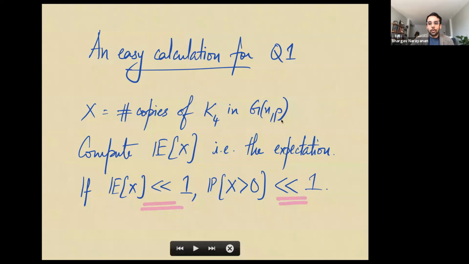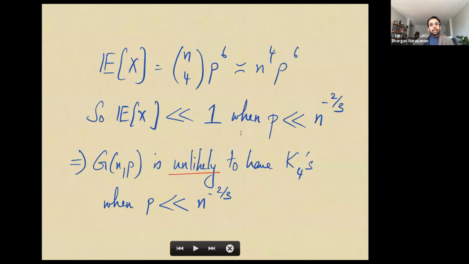This is a well-known and easy computation. What is the expected number of copies? It's something like n choose 4. Those are the number of potential copies. And each copy has a p to the 6th chance of turning up, because you need all 6 edges within that group of 4 vertices to turn up. And so the expectation scales like n^4 times p^6.